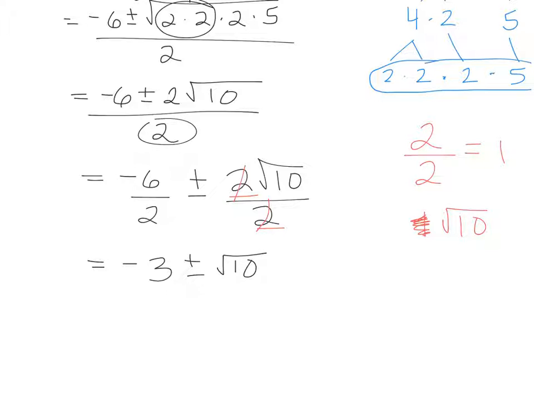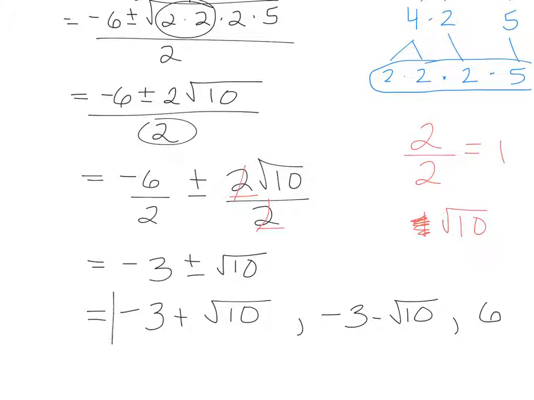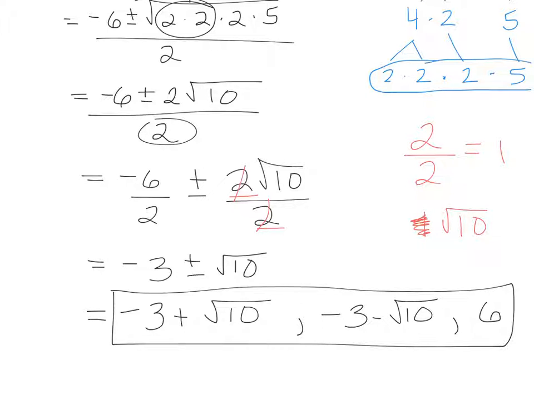So that means that my simplified answers are now negative 3 plus square root 10, comma, negative 3 minus square root 10. And then don't forget to also type in the value that you found in the previous steps, which was 6. So your 3 answers are these 3: negative 3 plus square root 10, negative 3 minus square root 10, and then 6.